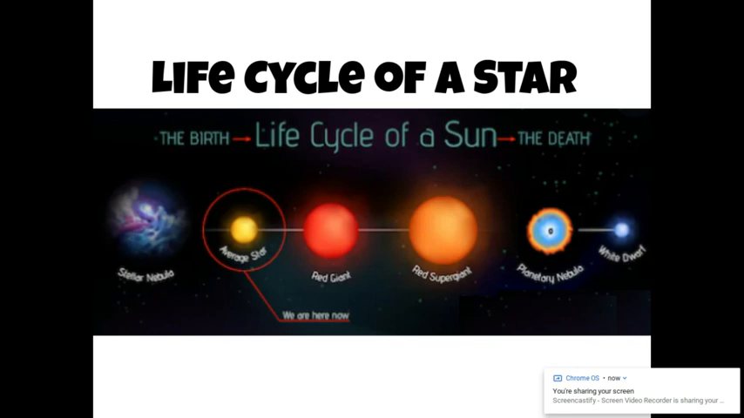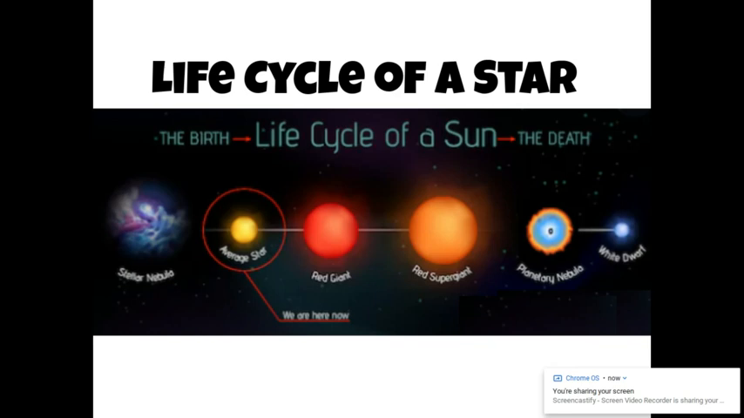Life cycle of a star. Our sun right now is an average star, and it has a life cycle. It had a beginning, a birth, and it's kind of going right now. It's still at a young stage of its life. It'll probably go through a midlife crisis and be a red giant, red supergiant, and eventually become a white dwarf.